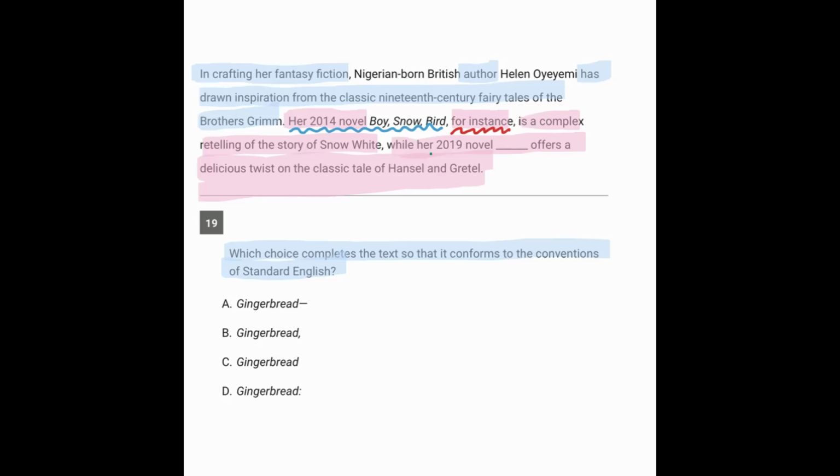But when we get over to the other part, we're talking about her 2019 novel Gingerbread offers a delicious twist on the classic tale of Hansel and Gretel. In other words, because we've defined the first one as a long intro with no commas, even though there are those other commas that we don't want to talk about, it's really the idea of having no commas, so we're going to go ahead and go with this. Her 2019 novel Gingerbread offers a delicious twist. And so what we're saying is that because we had a long intro here, we want another long intro here so they all match up. And the answer here is C.